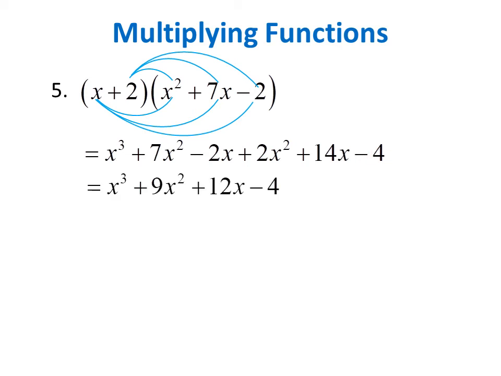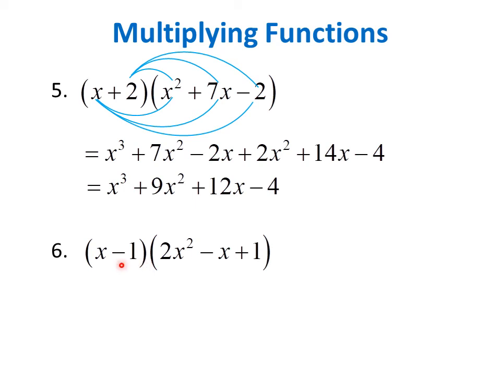We can simplify this expression by combining the similar terms. Since we have only one x cubed term, let's copy that. So we have x cubed. Now we can combine the x squared terms. So we have 7x squared plus 2x squared. That is 9x squared. Next, let's combine the x terms. So we have negative 2x plus 14x. That is 12x, positive 12x. Then we have to copy the constant 4.